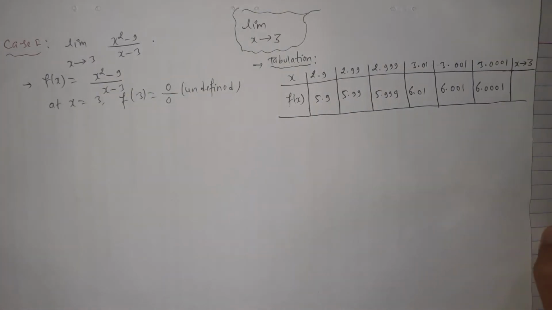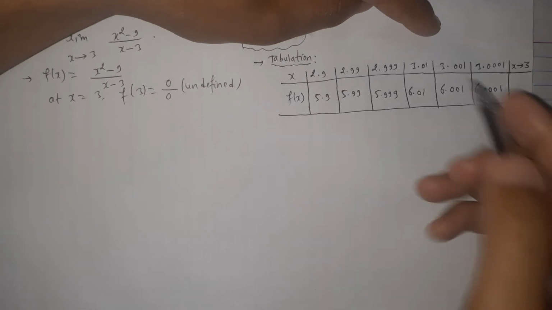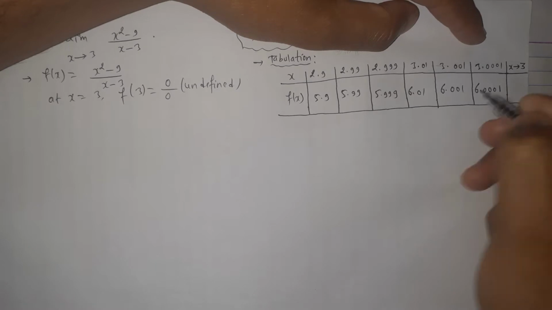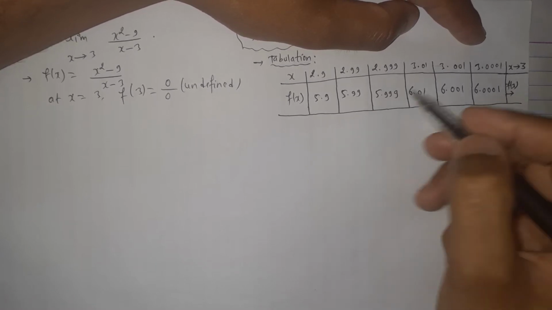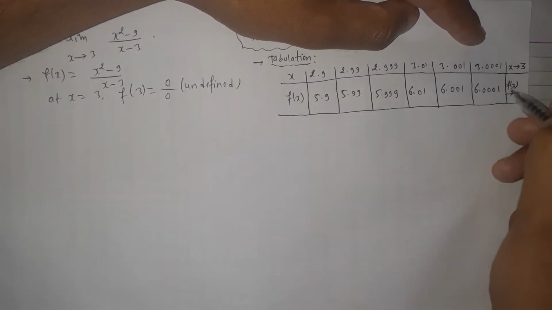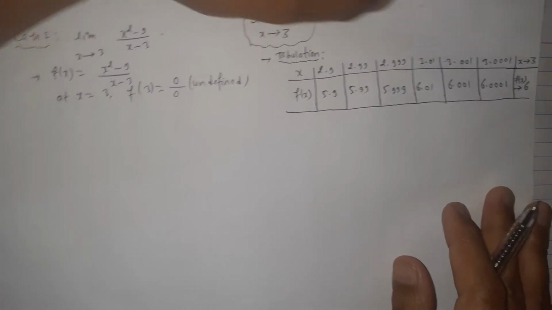Here we just make the table for the different values of x, and we calculate the corresponding functional value. And here we can see that the functional value f of x approaches a number. All the values are very close to 6, so the functional value is approaching 6. The f of x approaches 6.